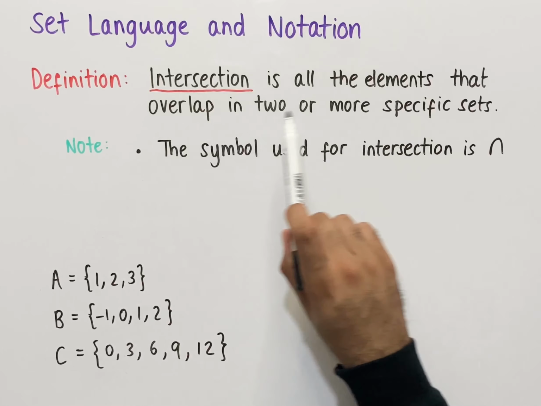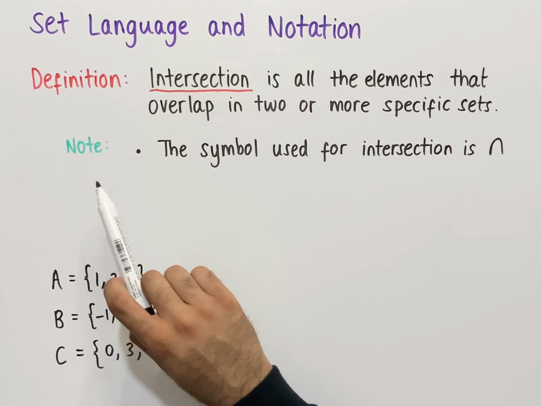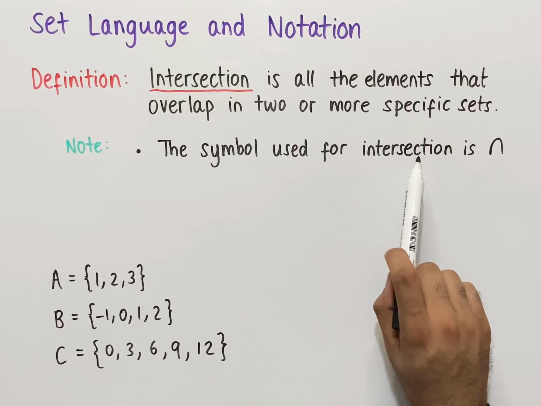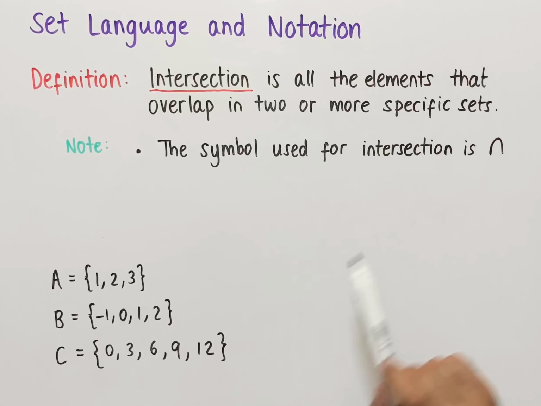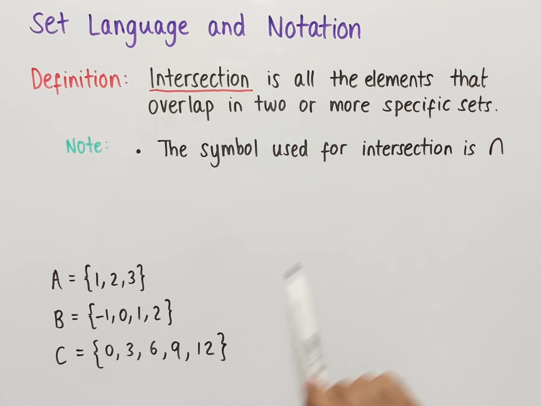Intersection is all the elements that overlap in two or more specific sets, and the keynote for intersection is that the symbol used for intersection is this funny looking N shape. It's not quite an N, but it looks like that, and that's the symbol we use. So we've got three sets here, A, B and C, and we're going to look at the intersection of some of these sets.